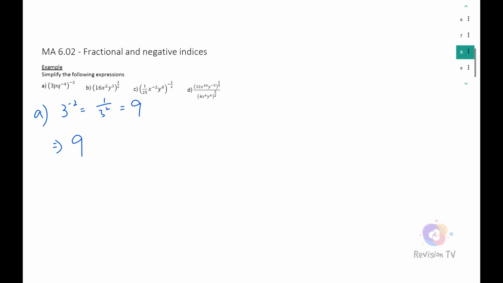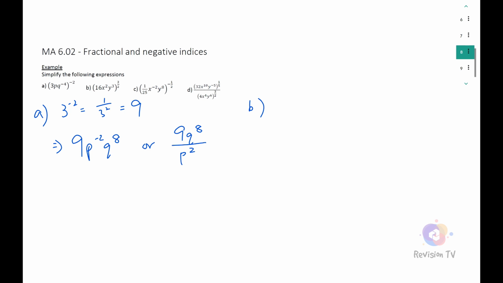P to the power of minus 2 is just p to the power of minus 2. Q, minus 4 times minus 2 is 8. You can leave it like this, or if you don't really like negatives, you can get rid of them and rewrite it as 9q to the power of 8 over p squared, but it's not really required.